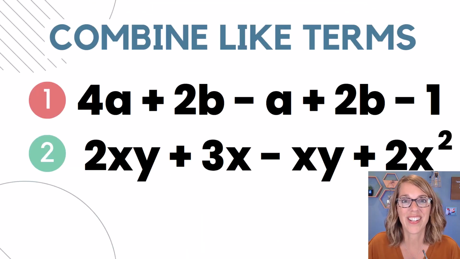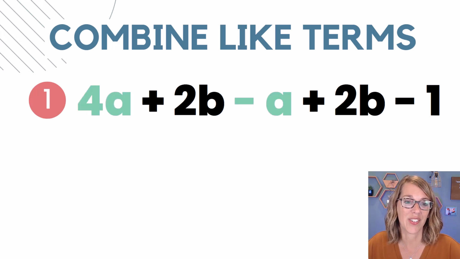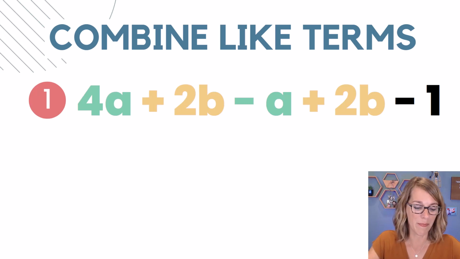I've got 2 more examples. Let's go ahead and start with that first example. Can you identify the like terms? There are 2 different groups of like terms here, so let's see how you did. For this one, we've got a term. So I've got the 4a and the negative a. We also have b terms. They happen to be the same, but I've got a 2b and another 2b, and then I've got that negative 1 on the end. Let's go ahead and combine these.